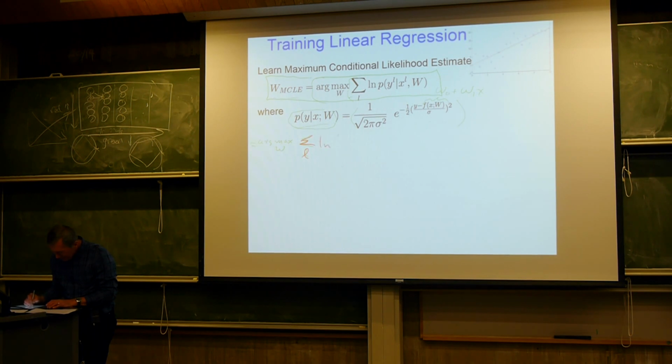Okay, so now I'm going to take the log of this thing plus the log of the second term. What's the log of this? Fortunately, the natural log of e to something is the something. So that's just plus minus 1/2 of y minus, and I'm going to plug in instead of f of x there, the real quantity. It's W0 plus W1 x for the Lth training example. And this is y for the Lth training example. Squared.